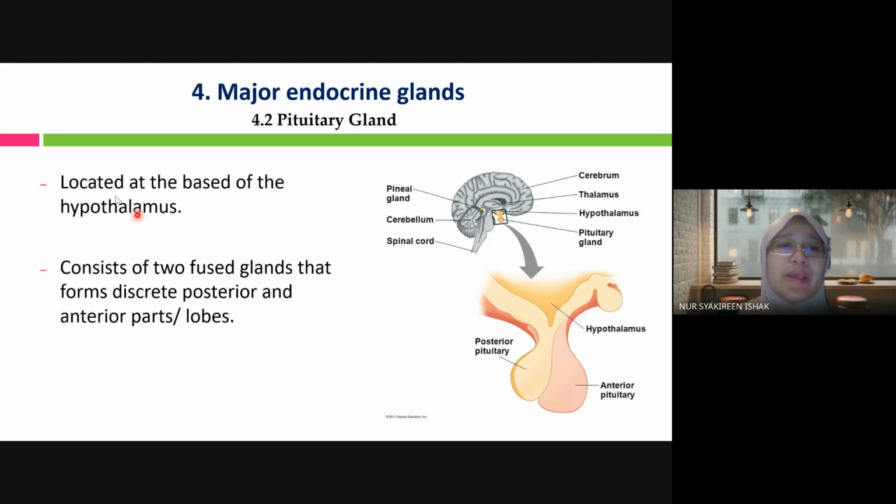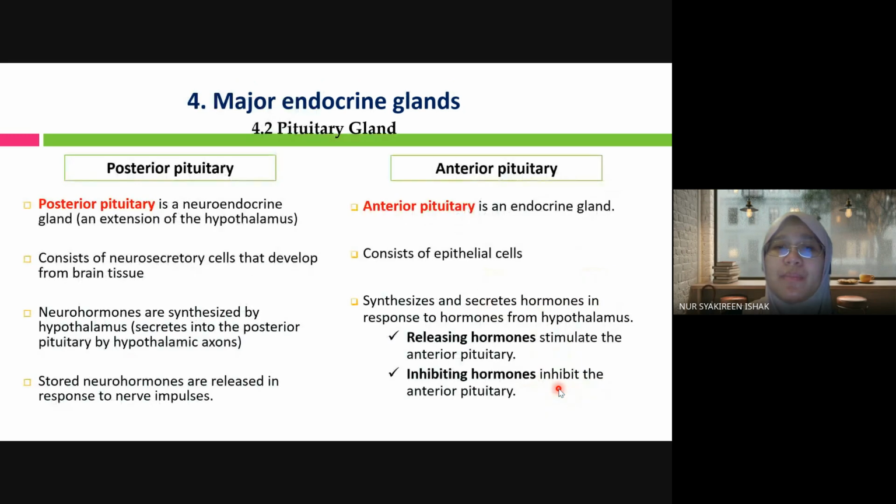Okay, so signals from the hypothalamus travel to the pituitary gland. So located at the base of the hypothalamus is the pituitary gland. Okay, so the pituitary gland hangs from the hypothalamus, and consists of two fused glands that form discrete posterior and anterior lobes. Okay. So this shows you the difference between posterior and anterior.